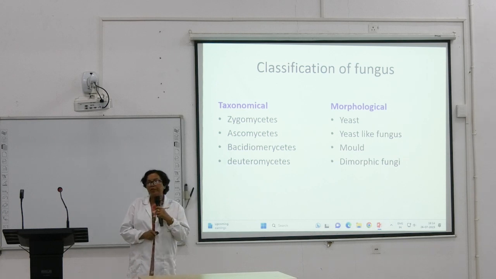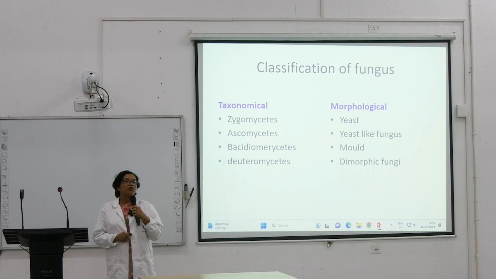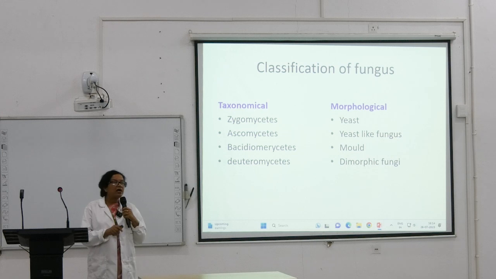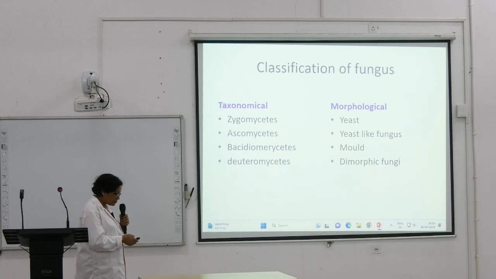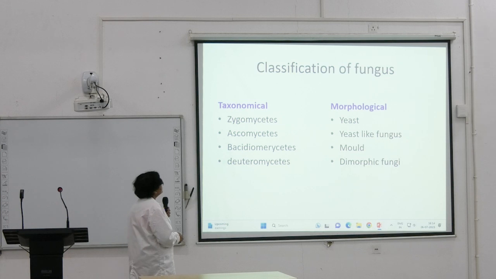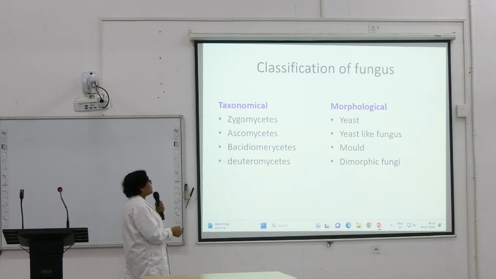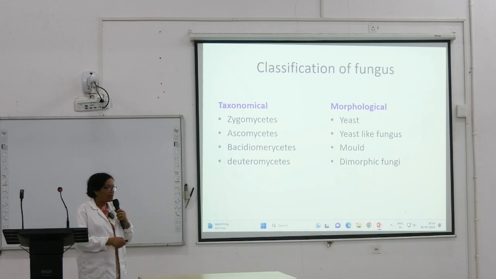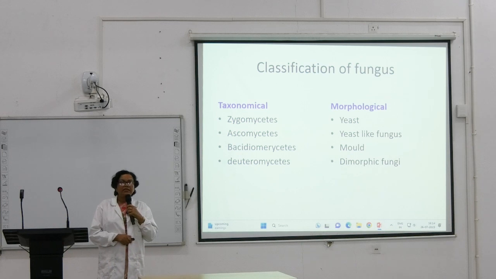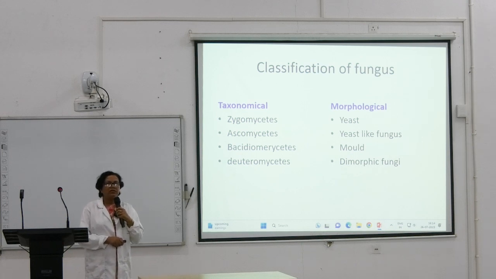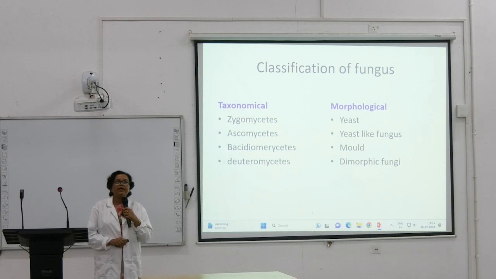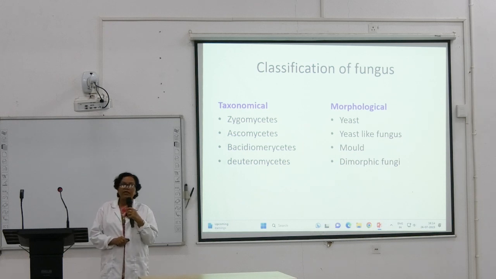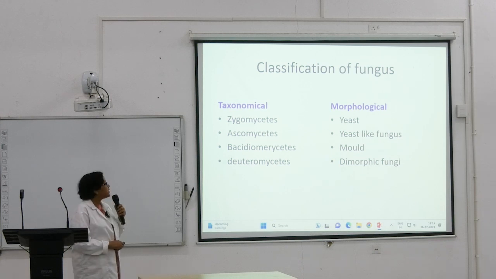These are dangerous and important as this group of fungi causes systemic diseases. So many systemic diseases are caused by dimorphic fungi. So yeast, I have told, is single-celled. I will show you a picture. Then yeast-like fungus, that is not true yeast but yeast-like. Example is Candida. You have heard the name Candida. Candida infection is a very common infection. So Candida is a yeast-like fungus.